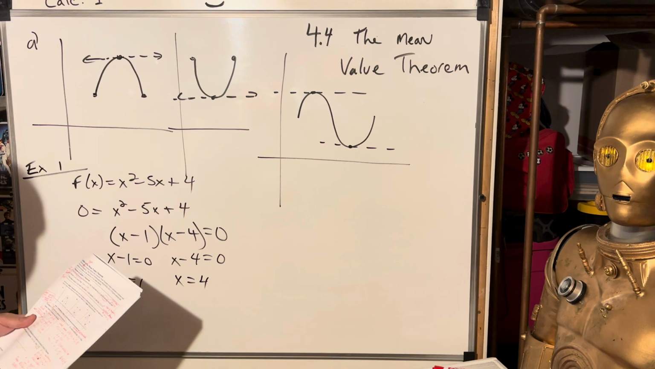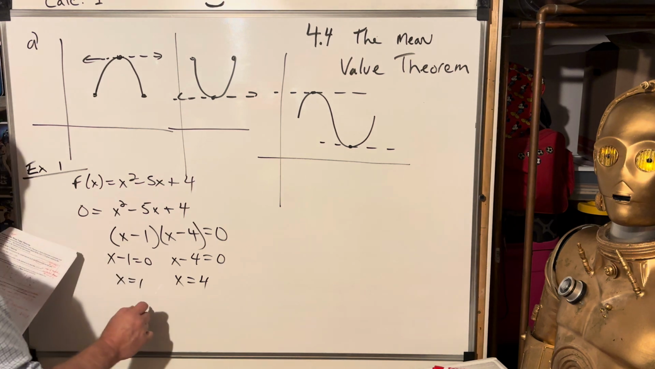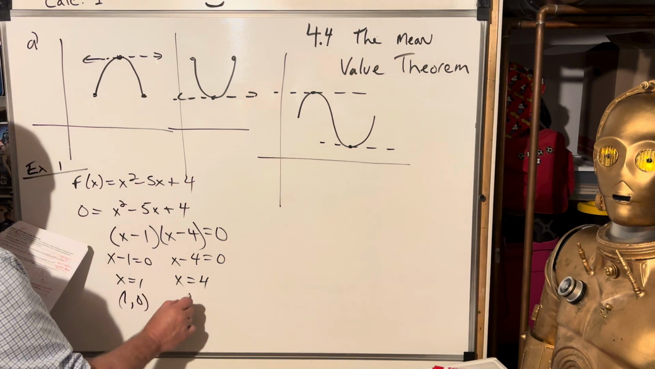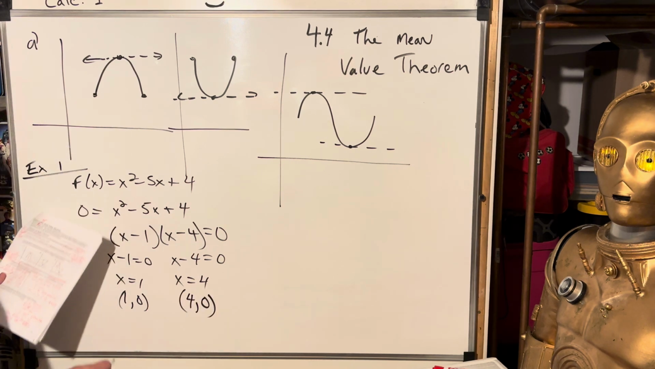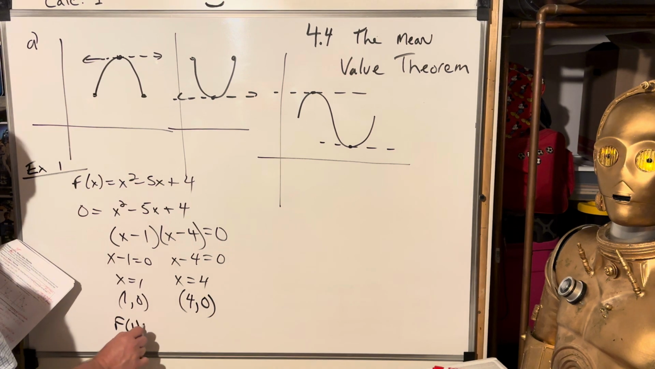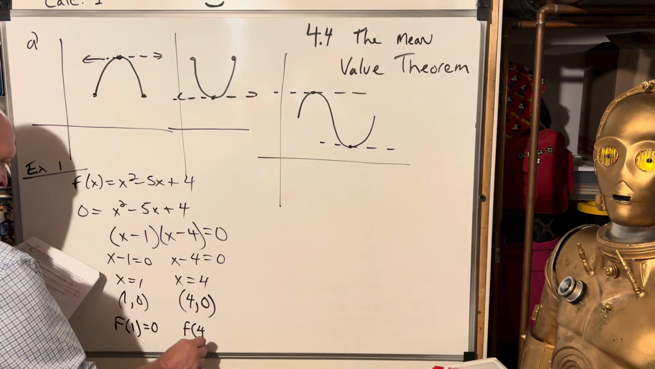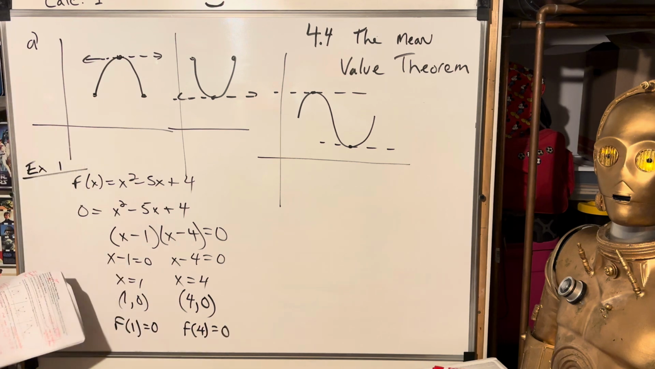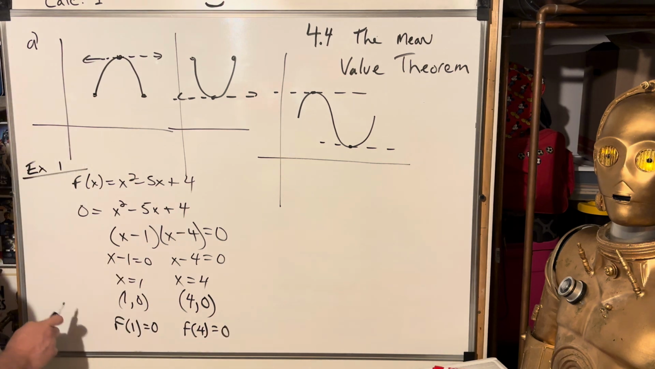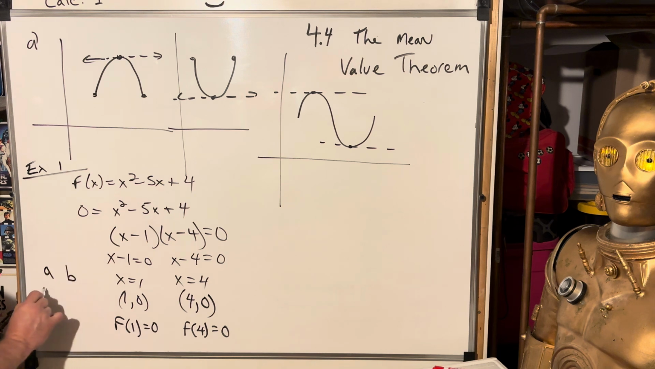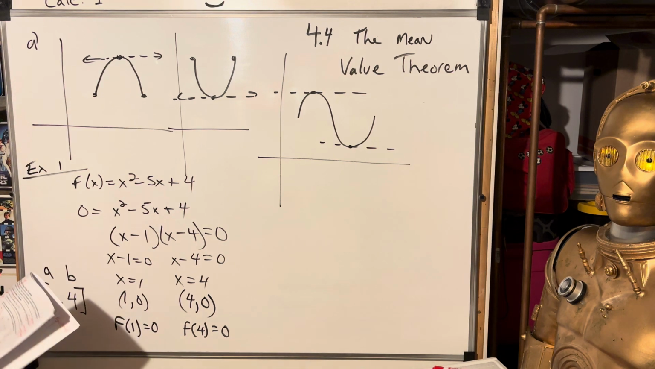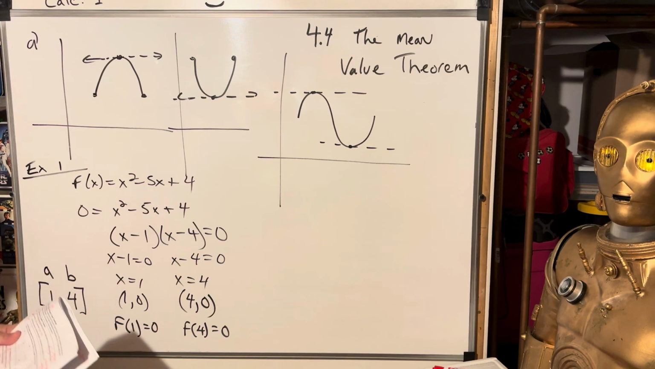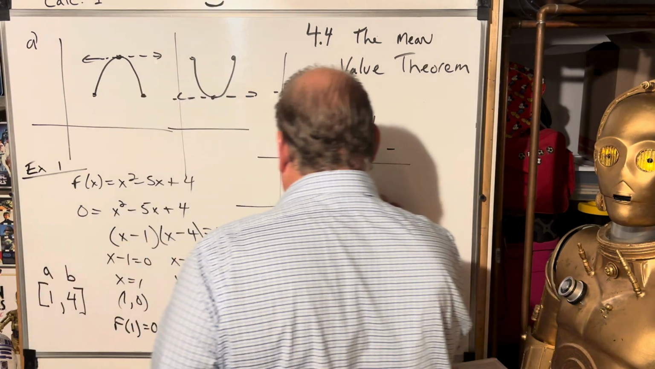All right, so we've got (1, 0) and (4, 0). That is where it crosses the x-axis. f(1) is equal to 0, and f(4) is equal to 0. So that means our interval is from 1 to 4 inclusive. It's the 1 and the 4. Now it says find where f prime is equal to 0 on that interval, on 1 to 4.